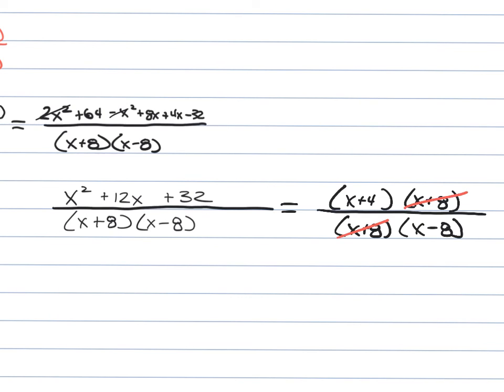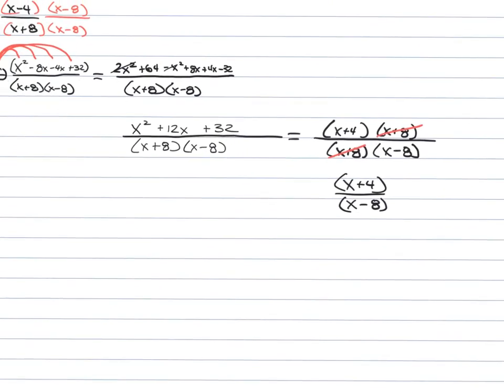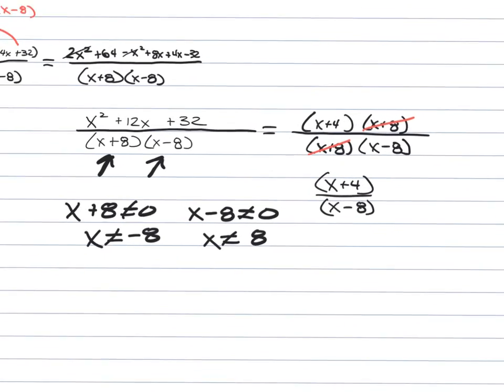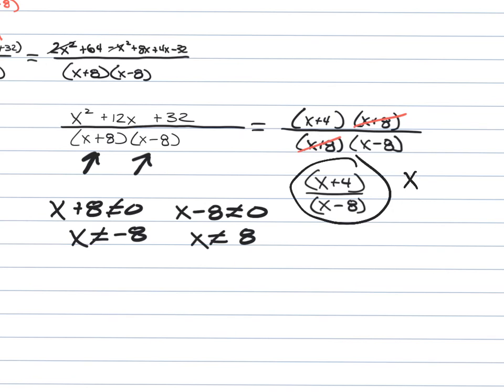Those x plus 8s are going to cancel out, leaving me only x plus 4 over x minus 8. Okay, the only thing I'm missing now is where is this undefined? And look, there's only two things in the denominator, an x plus 8 and an x minus 8. X plus 8 cannot equal 0, and x minus 8 cannot equal 0. So this is going to end up as x cannot equal negative 8, and x cannot equal positive 8. So here's my simplified version, and the two things that x cannot equal are plus or minus 8. You could write it as two answers. That's totally okay. I just like to combine it.